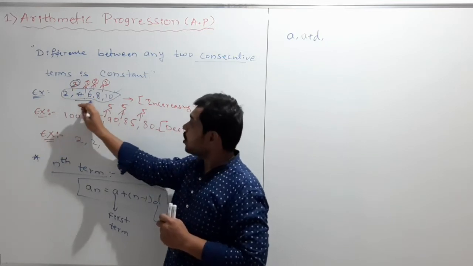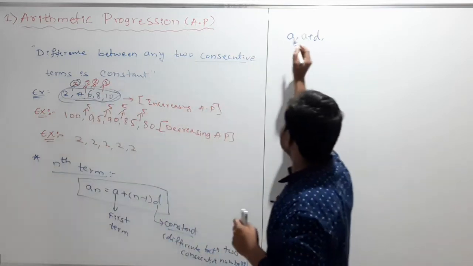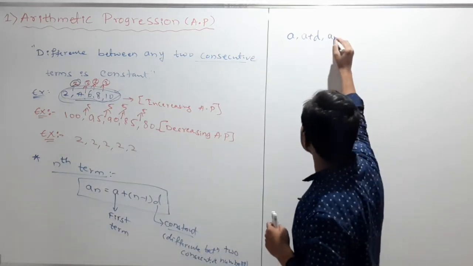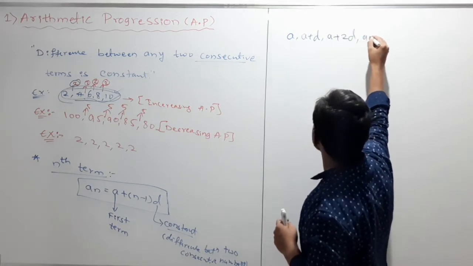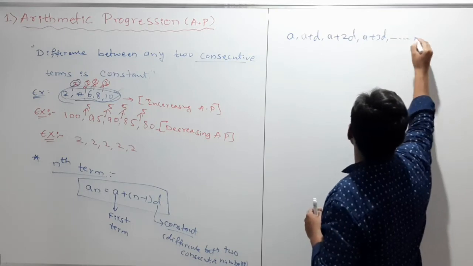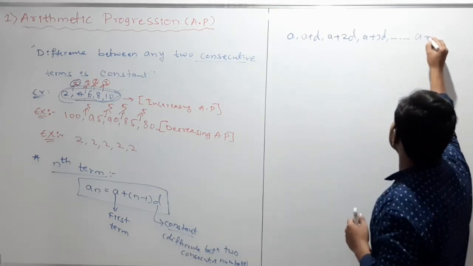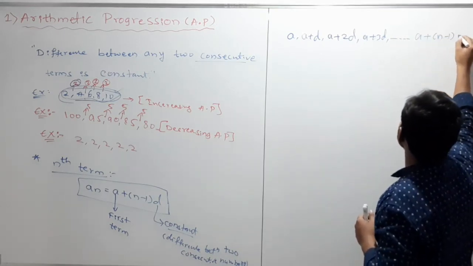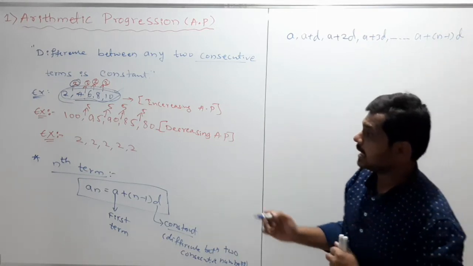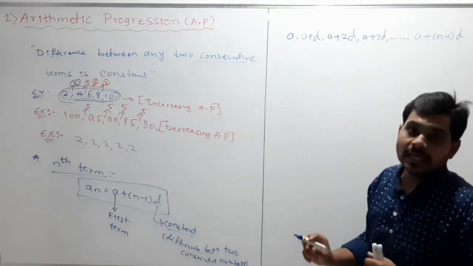So always in the AP the elements will be in this form: a, a + d, a + 2d, a + 3d, and so on, up to the last term, a + (n - 1) d. The elements in the AP are generally in this form. Is it right or not?